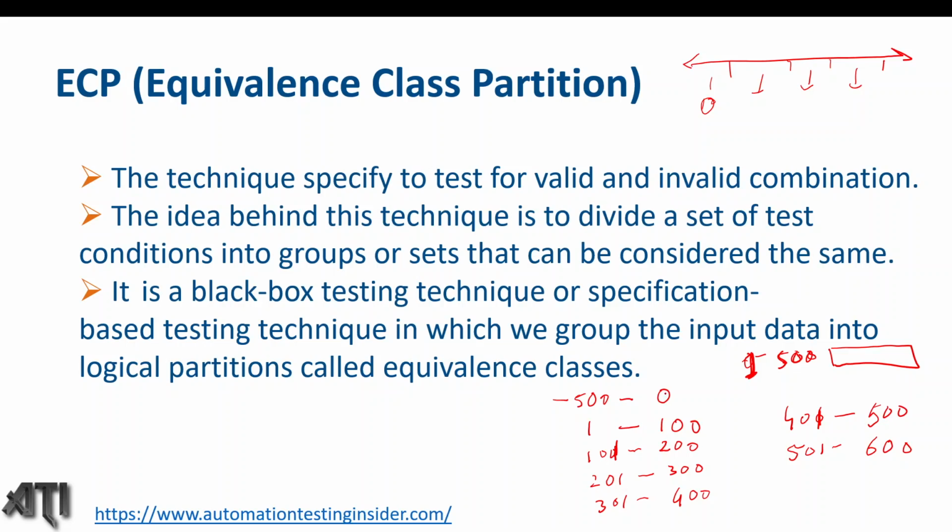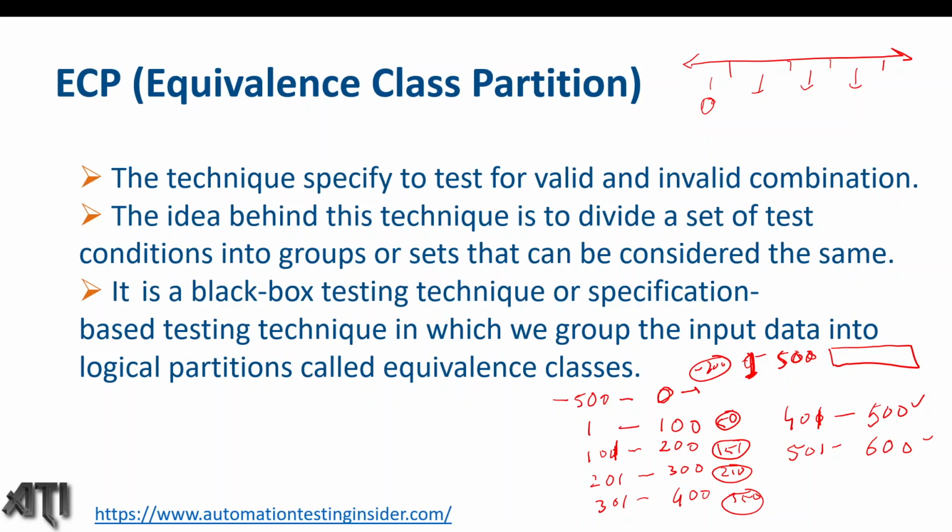So minus 500 to 0, we'll take one value from it. Let's say we'll test for minus 200. We take only one value. From 1 to 100 let's say we take 50. From 101 to 200 we take 151. From 201 to 300 we take 210. From 301 to 400 we take 350. Similarly, we take one value between 401 to 500 and 501 to 600. These are the different partitions, and we'll take only one value from each.